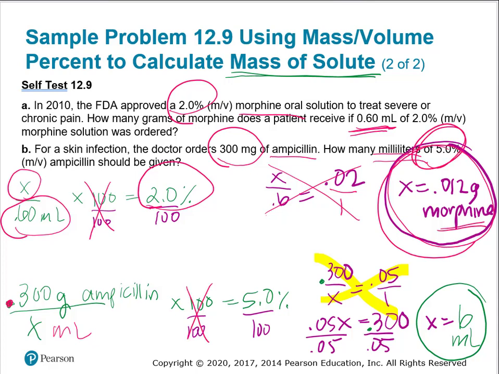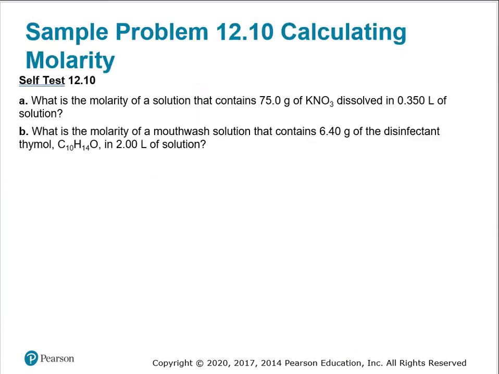So again, I divided both sides by 100. That gave me 0.300 over x is equal to 0.05. And then I cross multiplied. This gave me x times 0.05 is equal to 0.3. And to get x by itself, I divided both sides by 0.05. That gets rid of that 0.05, and x is then equal to 6 milliliters.